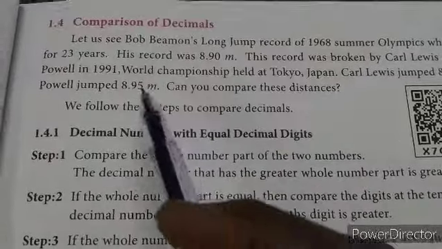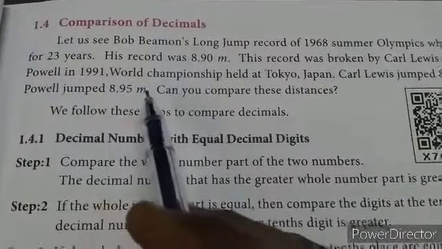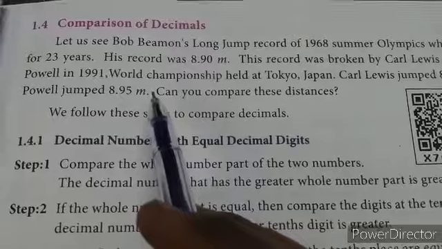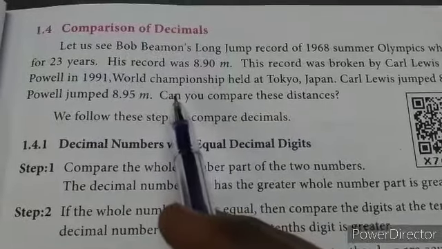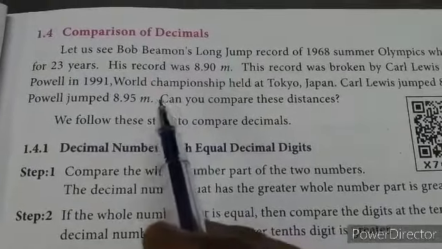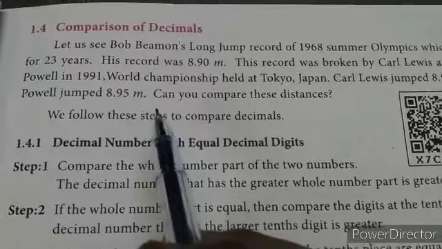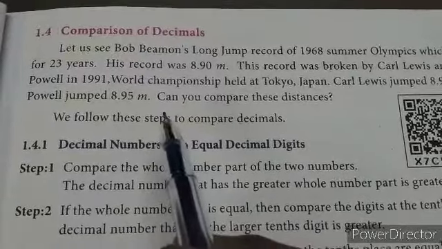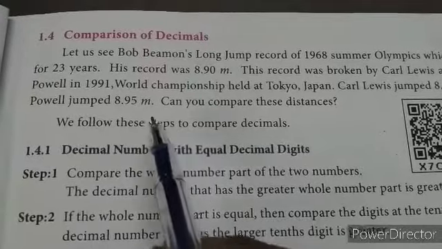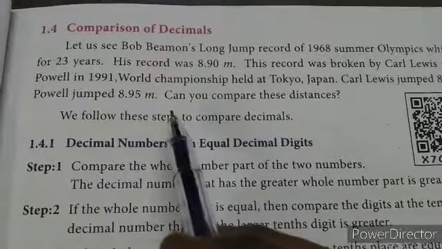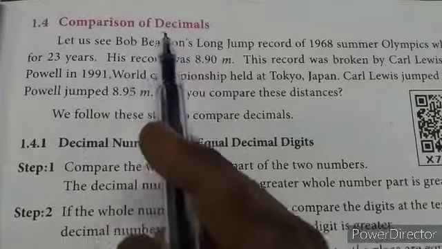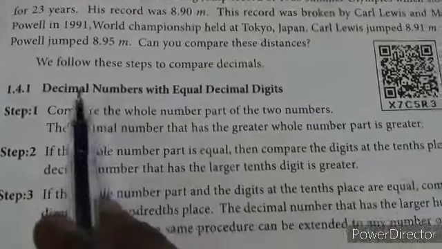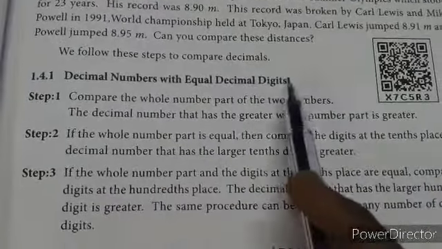Dear students, today in 7th standard maths we are going to see chapter 1, number system. Under number system, in the last session we saw the decimal place value chart and the conversion of a decimal number as a fraction. Now in this session we are going to see the comparison of decimal numbers. Decimal numbers with equal decimal digits.